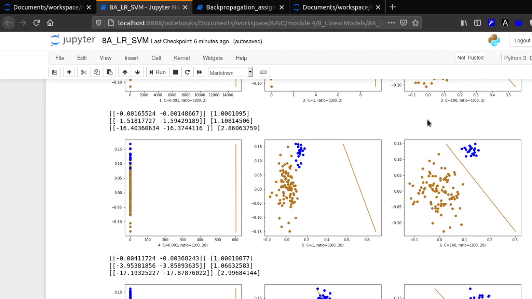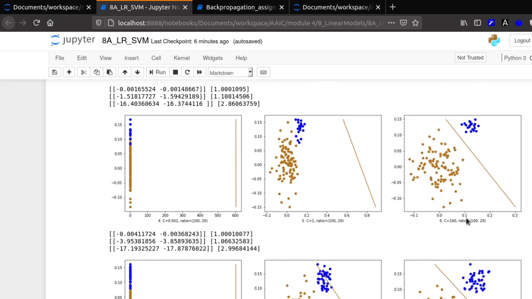So you can see that it is separating very well. It has done a very good job. It has a good distance between the support vectors also. So it is doing very well on our data set at this value.